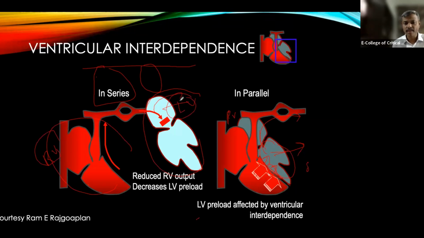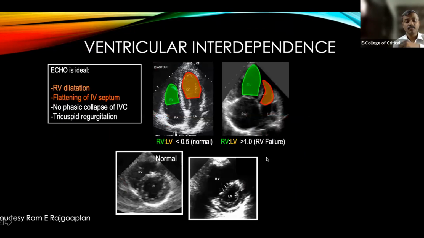That is in series. But in parallel also, if RV failure is there, more and more volume is there in the right ventricle, and because of increased intrathoracic pressure, it compromises the left ventricular function also. This is called ventricular interdependence. This is very nicely seen in case of pulmonary embolism.